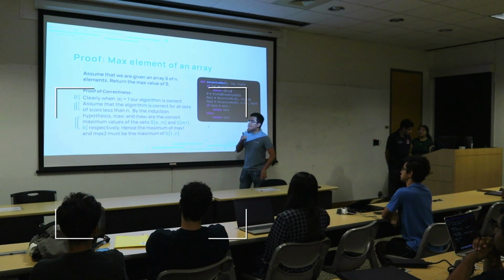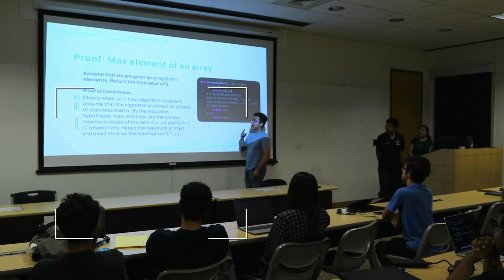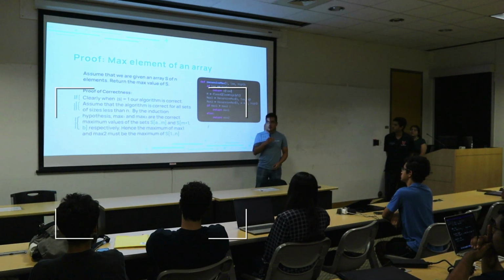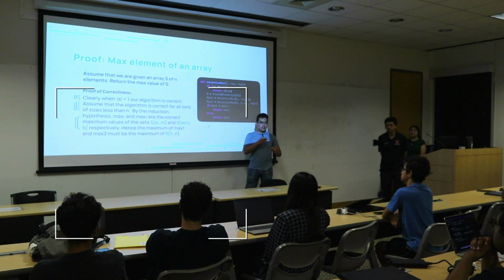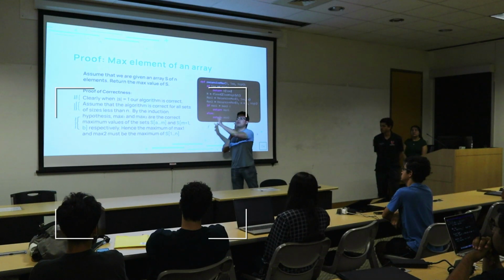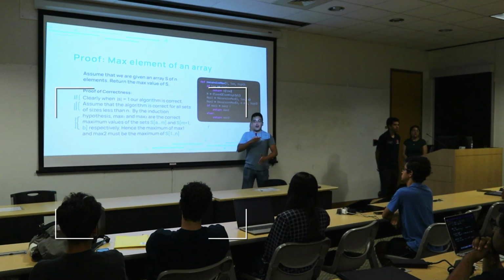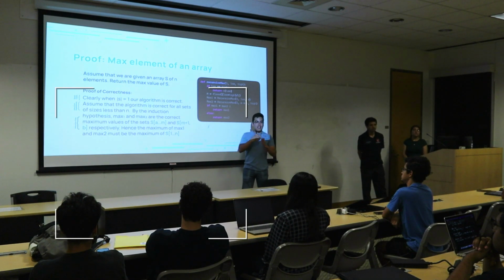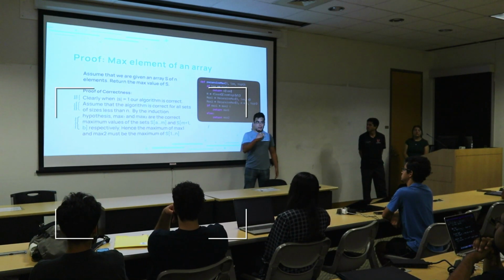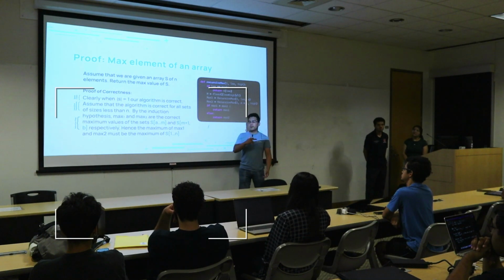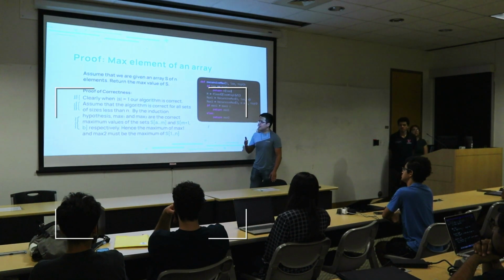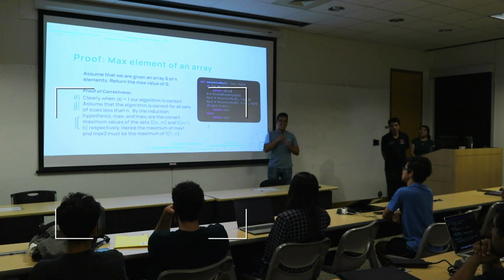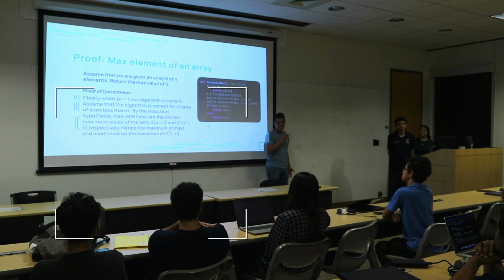By induction, max 1 and max 2 are the correct maximum values of the sets S from A through M and S from M plus 1 to B, right? And then from there, we can conclude that max 1 and max 2 must be the maximum of n minus 1 plus 1, which is just simply n. And that's it. Honestly, proof of correctness is really simple. Don't overcomplicate yourselves with proof of correctness.